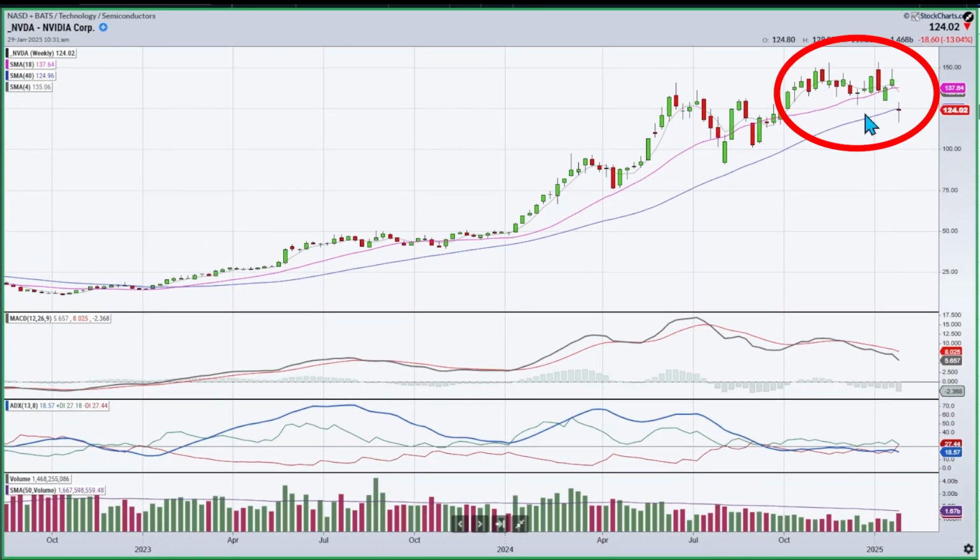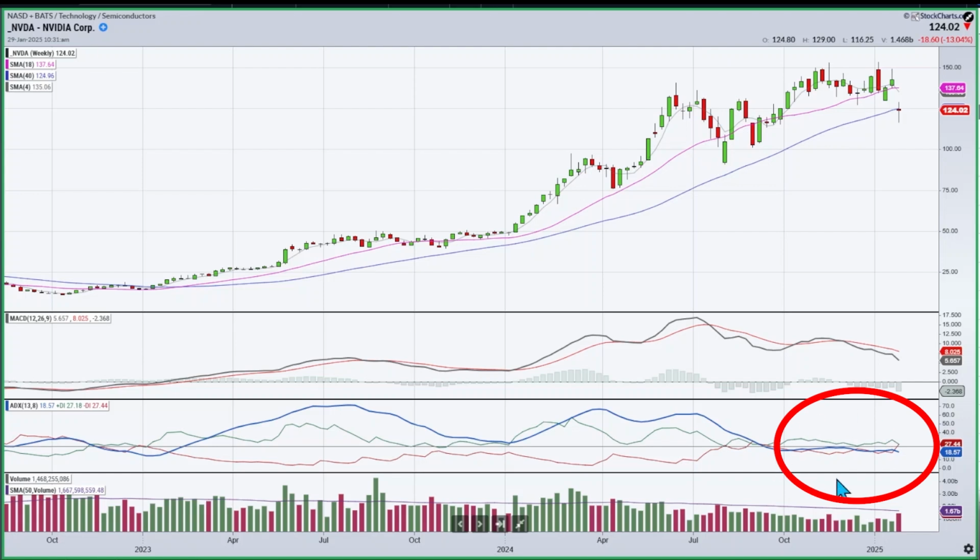What I've been talking to my subscribers about is how, even though this made this double top up here at a new high, essentially looked like it's still trending to the upside, the momentum was dying with the ADX not crossing above 25 on these peaks. So to me, this has been a big warning flare.